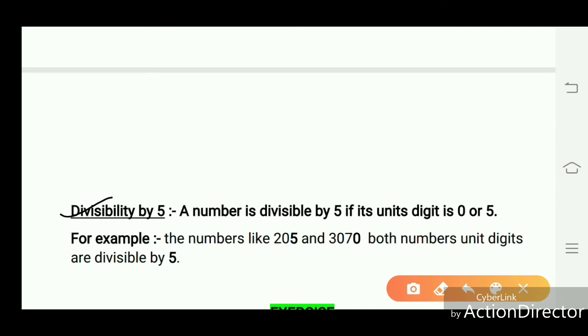Divisibility by 5. A number is divisible by 5 if its unit digit is 0 or 5. For example, numbers like 205 and 3070. Both numbers have unit digits divisible by 5, because 205 has unit digit 5 and 3070 has unit digit 0. So both numbers are divisible by 5.